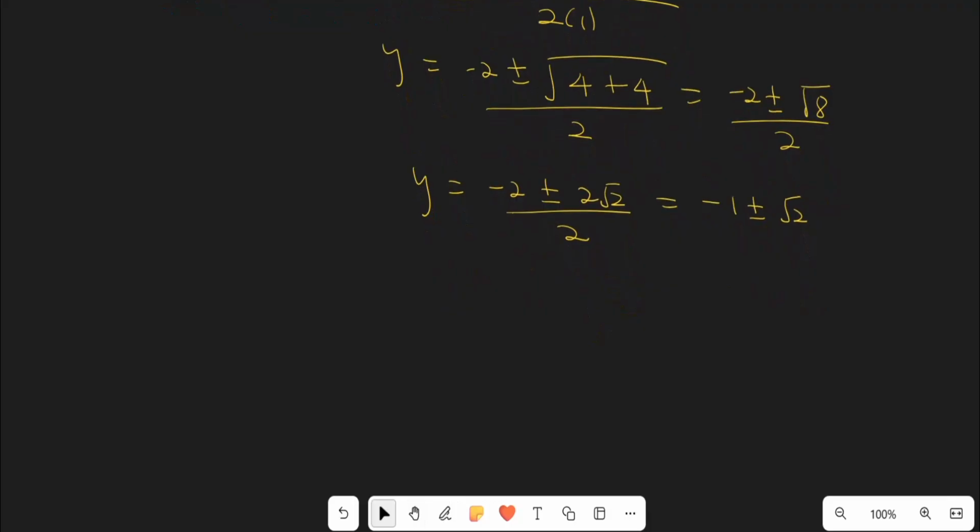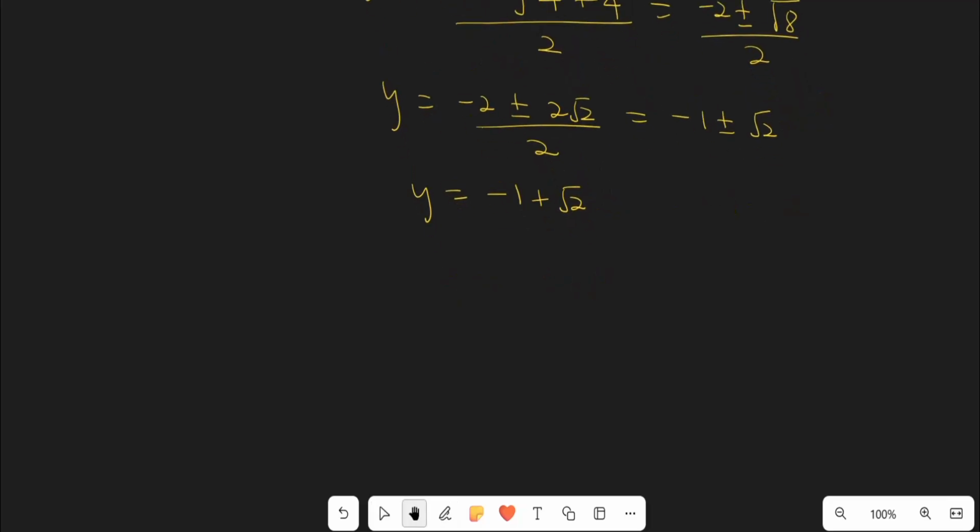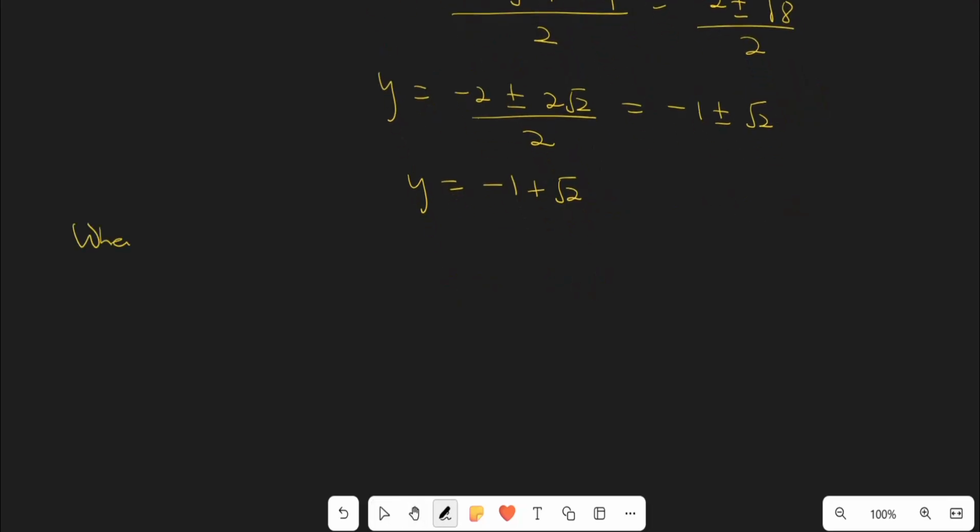But we are taking the positive value of y here. So the positive value of y here is going to be when this one is plus. So y is going to be negative 1 plus the square root of 2. So there you have it. When x is equal to 3, that is the upper limit. The limit for y is going to be negative 1 plus the square root of 2, like this.